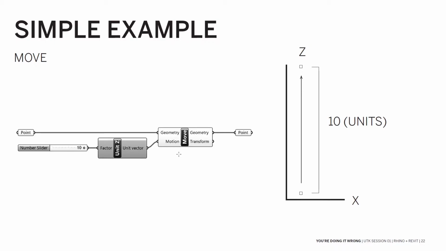So the component's asking, okay, what do you want me to move and by how much? So I want you to move this point in this direction by 10 units. Grasshopper will use whatever units Rhino is using. So if your Rhino is in feet, that's 10 feet. If it's in inches, that's 10 inches. And then it's spitting out the moved point in this component here. So point, move in the Z direction by 10 units, output point.